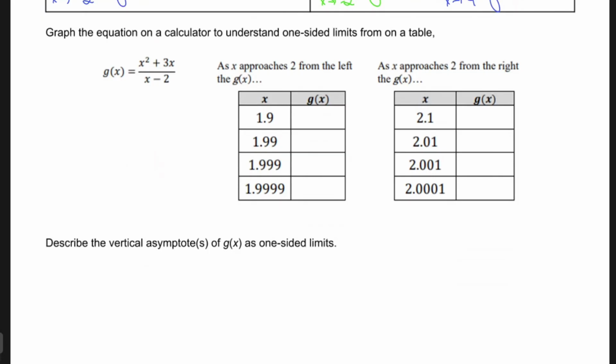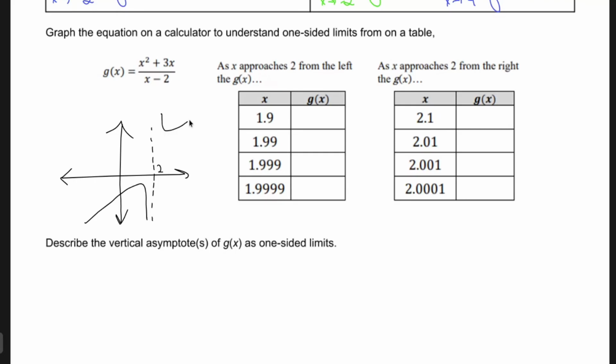All right, so we graphed the equation on a calculator and ended with something that looks a little something like this. We had a vertical asymptote at x equals 2. It started up here. I don't remember exactly where it exploded, but it just exploded. Something like this happened, and then something like this happened.